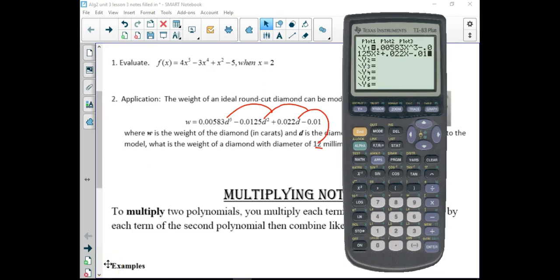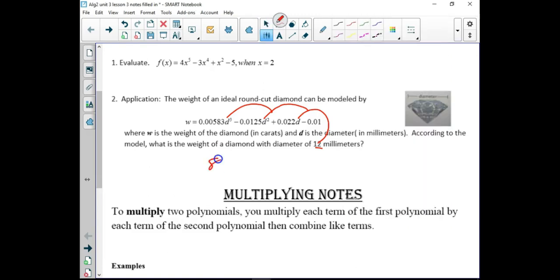And then just go to your table and scroll down to 12. And there you have it. About 8.5, let's see, carats.